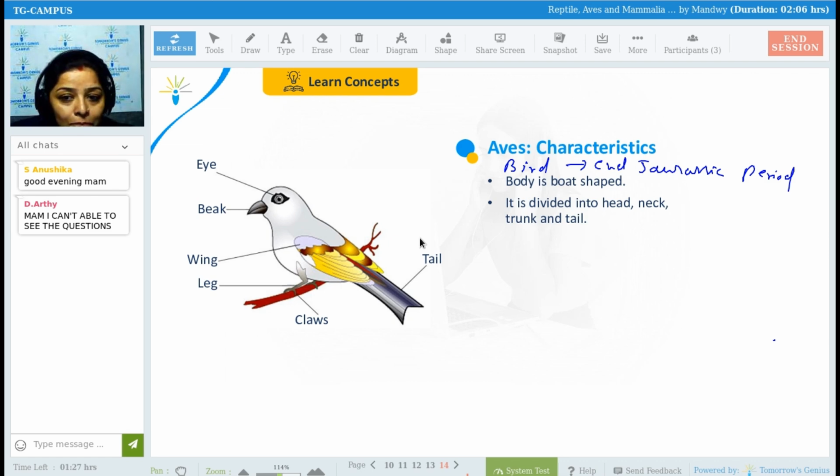Okay, and the study of bird is what? Pollination through bird is called what?